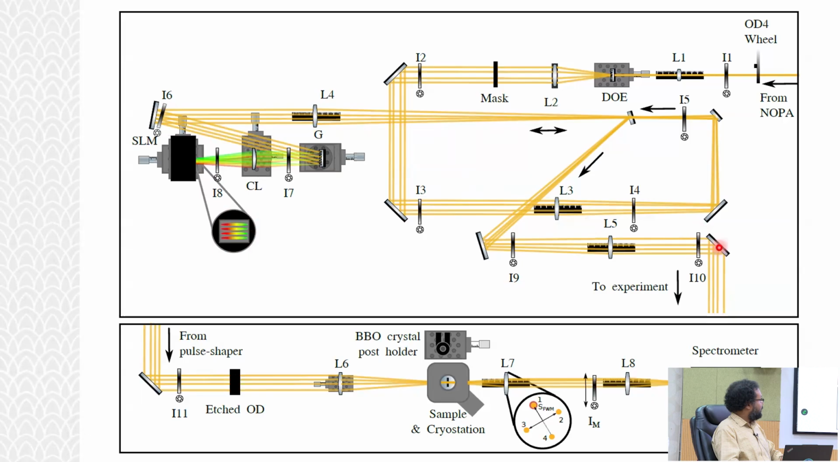It goes on to the experiment here. From the pulse shaper, it comes here. There is an optical density filter etched such that we can reduce the intensity of only the local oscillator pulse. It goes into a cryostat, and that's the configuration going into the cryostat, which is then picked up. We have irises here to block off everything else apart from the signal, along with the local oscillator, which goes into the spectrometer.